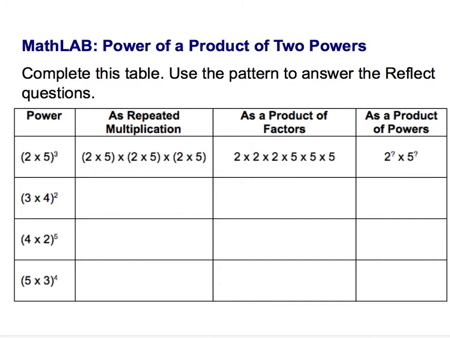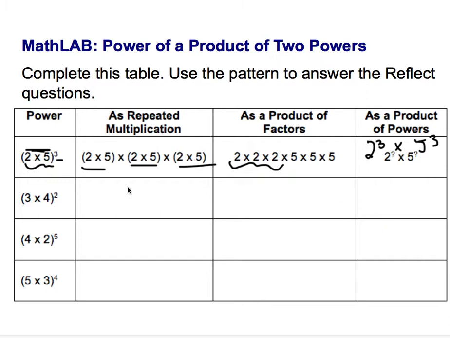Like I said in part one, in order to expand (2 times 5) to the power of 3, this whole thing is the base. And the exponent tells me how many times I multiply the base together. So I get 2 times 5 times 2 times 5 times 2 times 5. I can rearrange with the commutative property, which means the order of multiplication doesn't matter. So I have 2 times 2 times 2 times 5 times 5 times 5, and I can write that as 2 to the power of 3 times 5 to the power of 3.